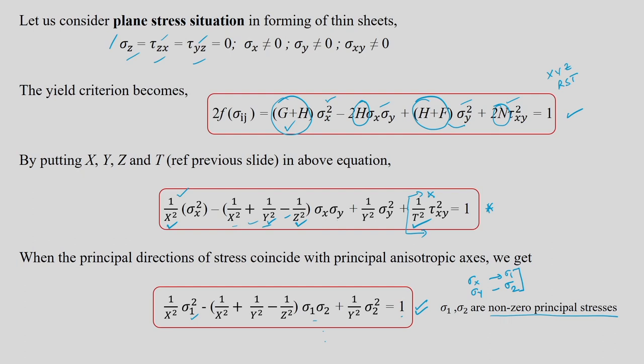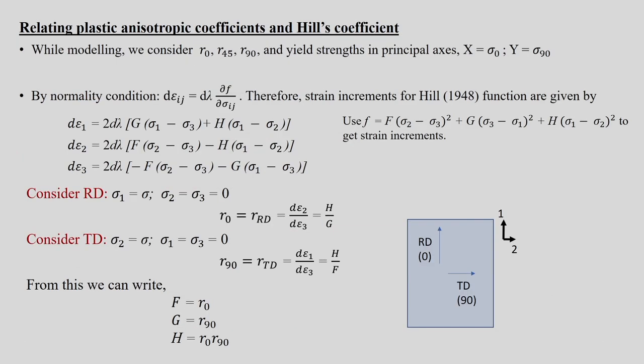This particular one is simple to use. Why? Because there are only a few quantities that you need to measure, that is nothing but x, y and z. Now, in all these equations, there is no r value coming into the picture. No r0, no r90, nowhere is it coming. So, what are we going to do? The next stage is we are going to relate plastic anisotropic coefficients and Hill coefficients.